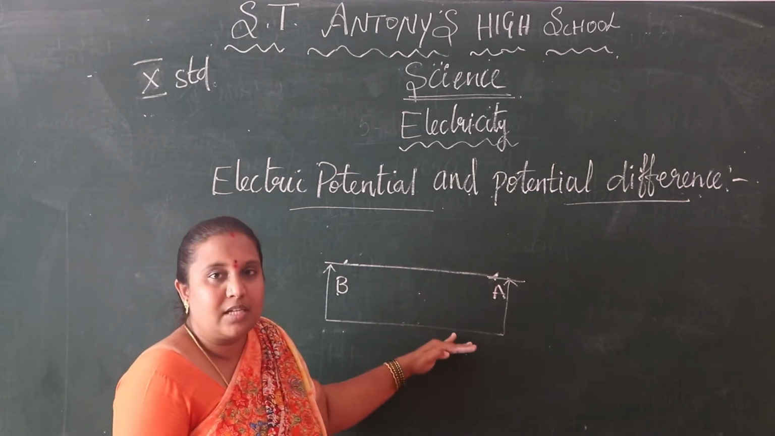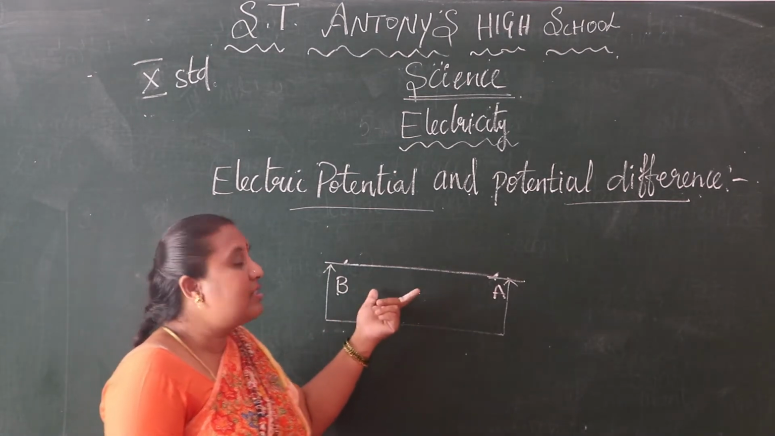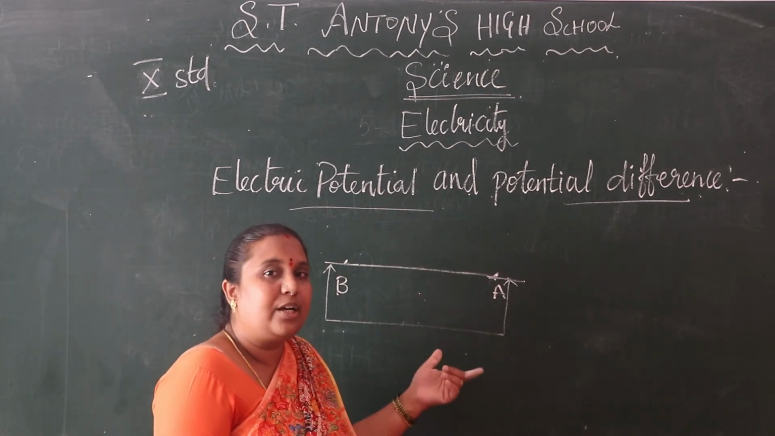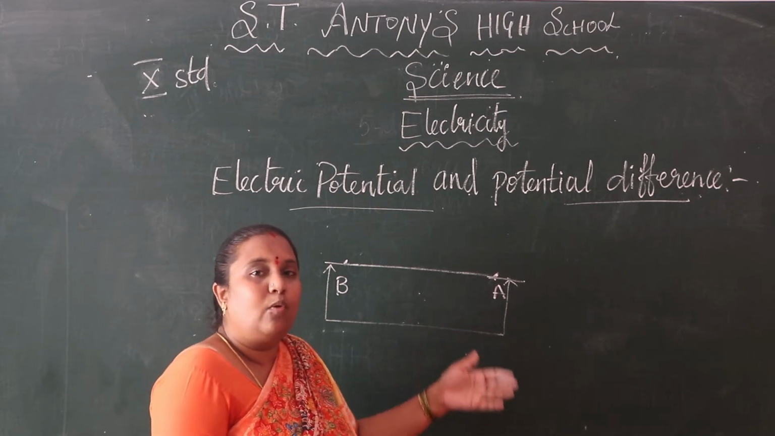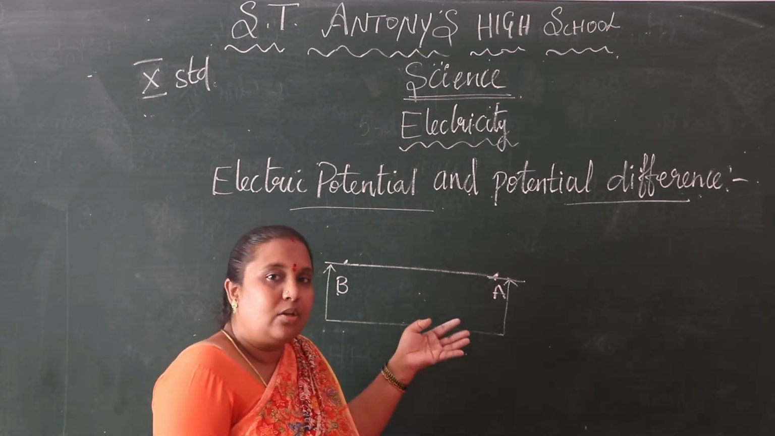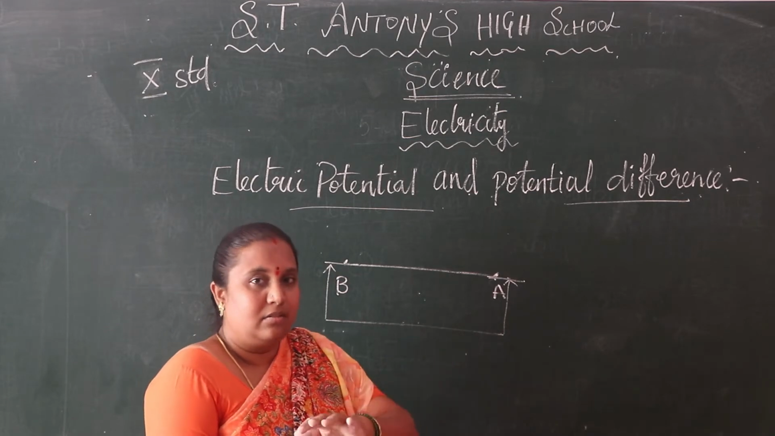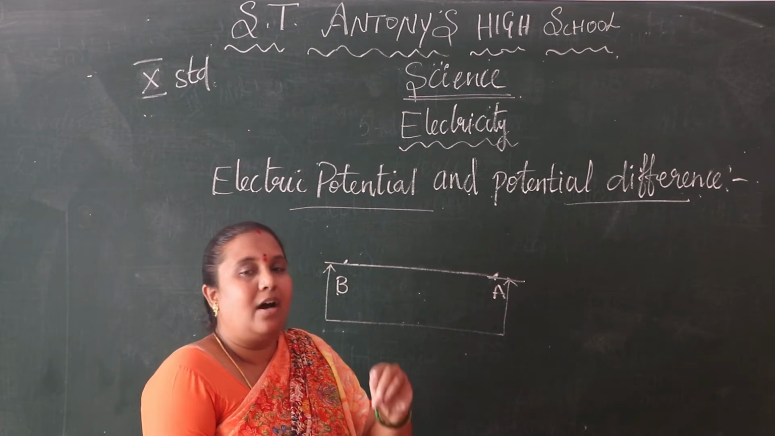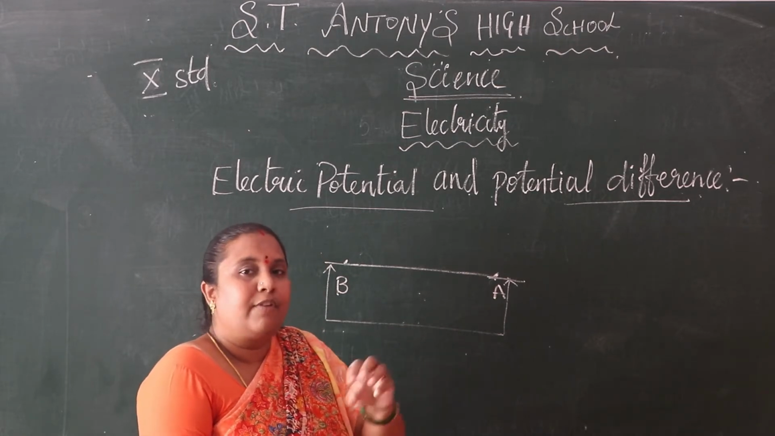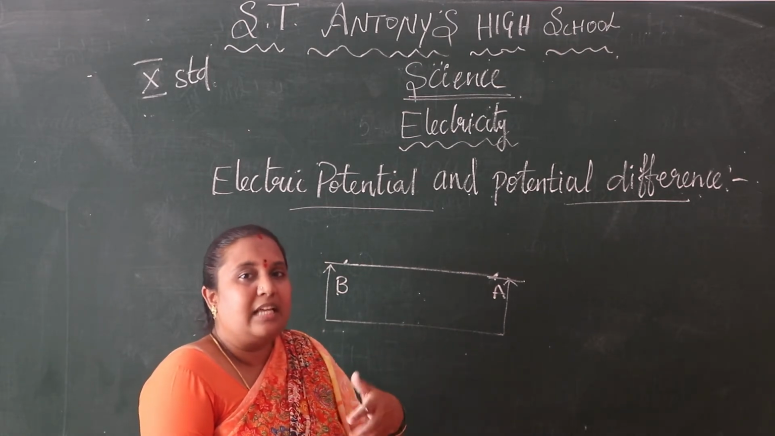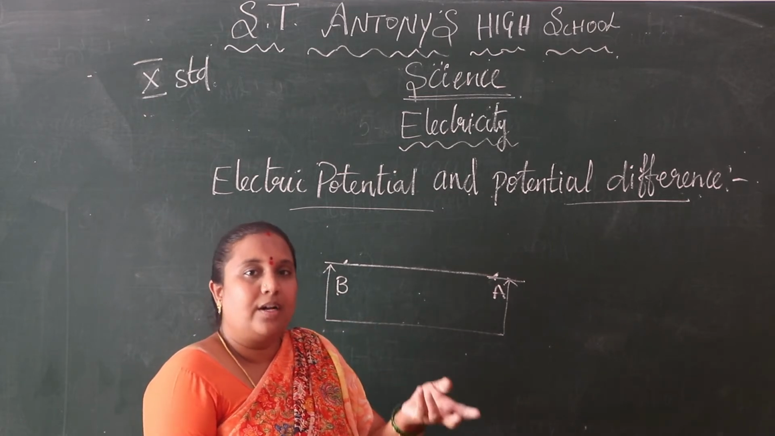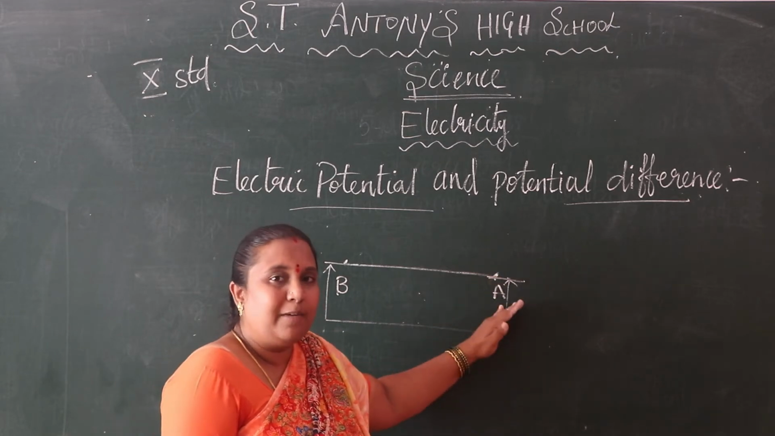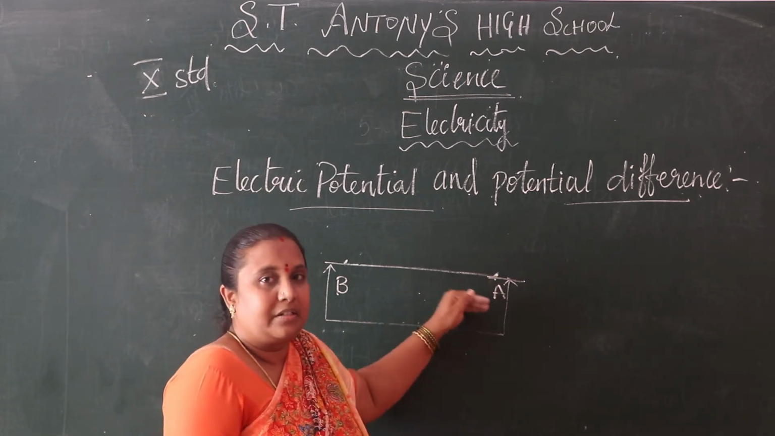So we can say work done by charge. What is electric current? The flow of electric charge. Here the electric current is moving from A to B. I'll give one more example. If we take a pencil or pen or any book or any object from one place to another place, we can say that is work done. So here also the electric current is flowing from one point to another point. There is work done.